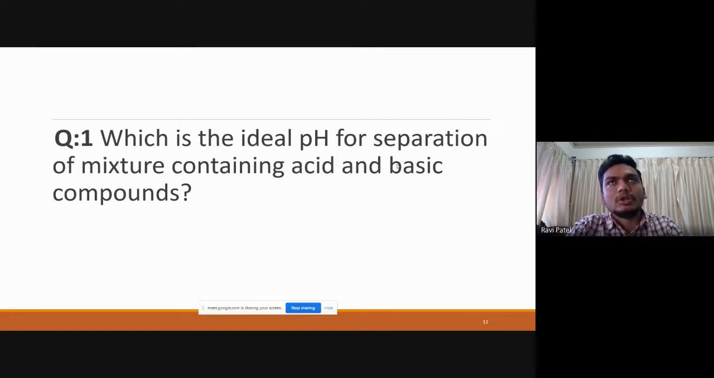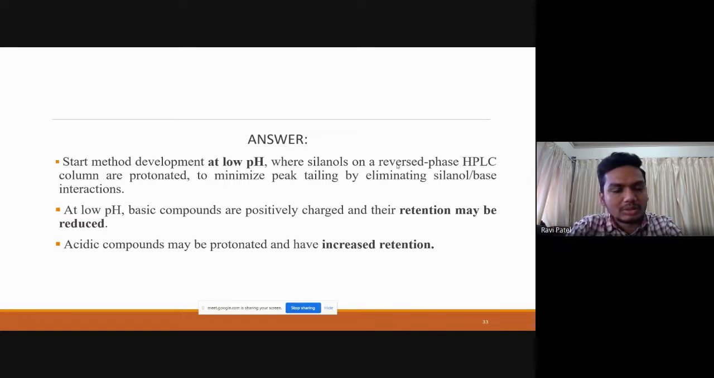So at that time you should start your method development at a lower pH, right? Suppose you start at pH 3. At lower pH, your basic compounds are eluted first, because they are in ionized state, and your acidic compound is eluted later, right? By this way you are separating both the compounds. Okay.